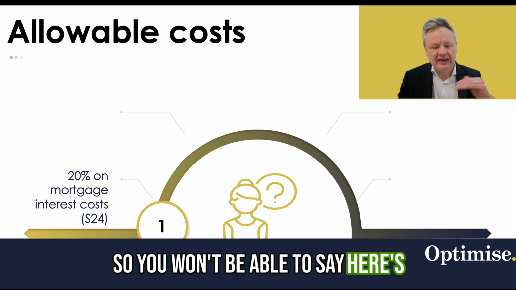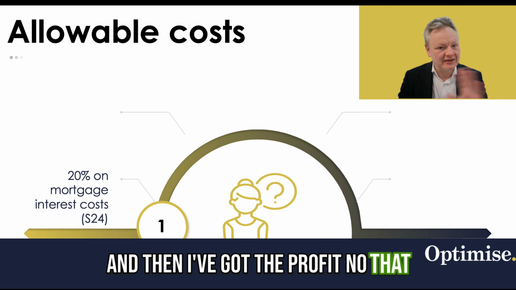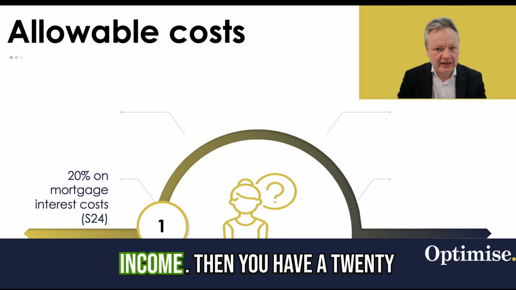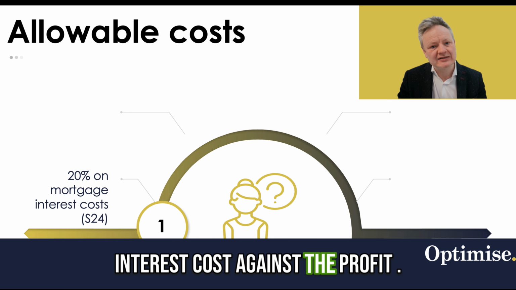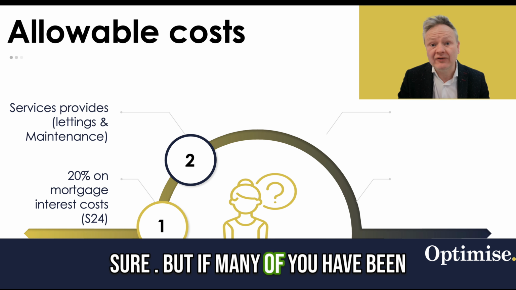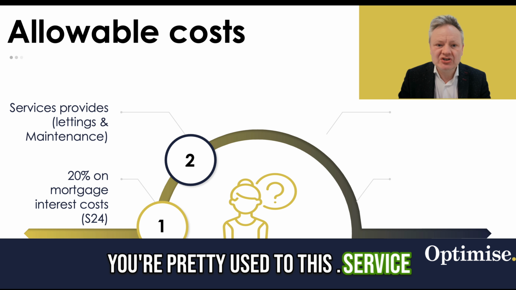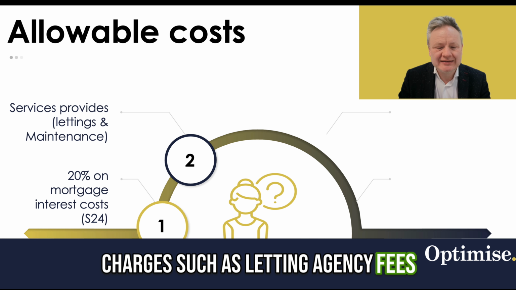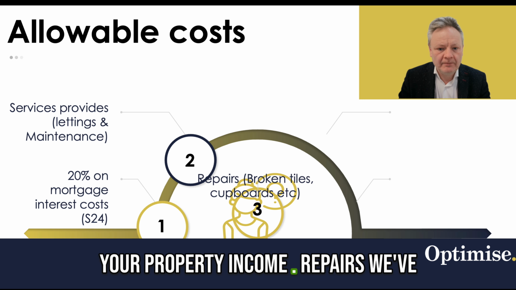So you won't be able to say, here's my income, here's my mortgage cost, and then I've got the profit. No, that doesn't exist anymore. You have the income, then you have a 20% tax reducer on the mortgage interest cost against the profit. Sounds confusing, I'm sure, but for many of you who've been doing this for many years, you're probably used to this. Service charges such as letting agency fees and maintenance can all go against your property income.